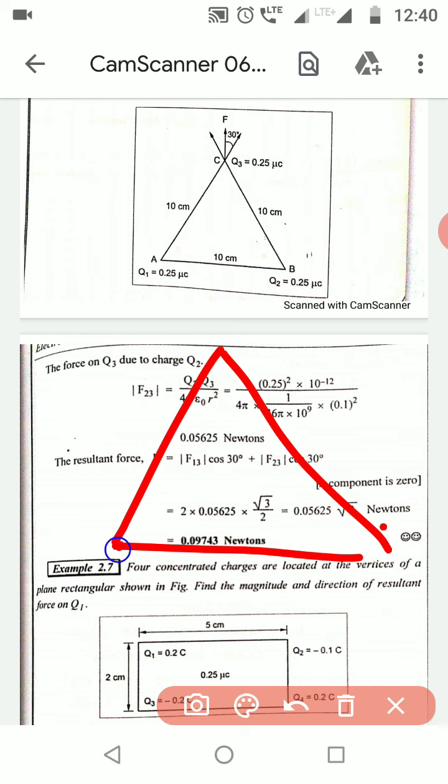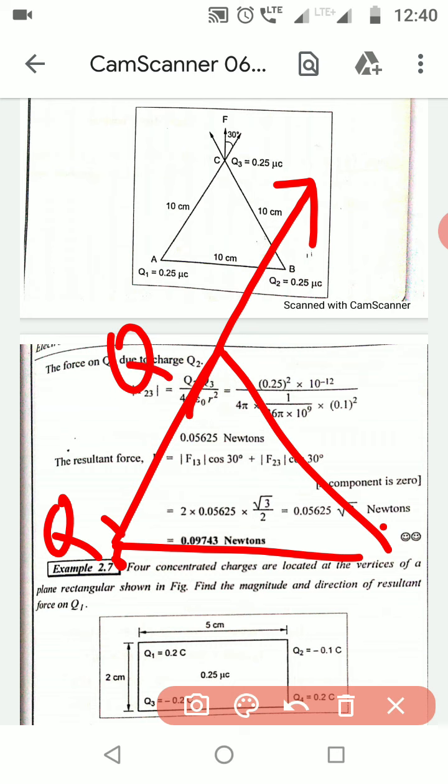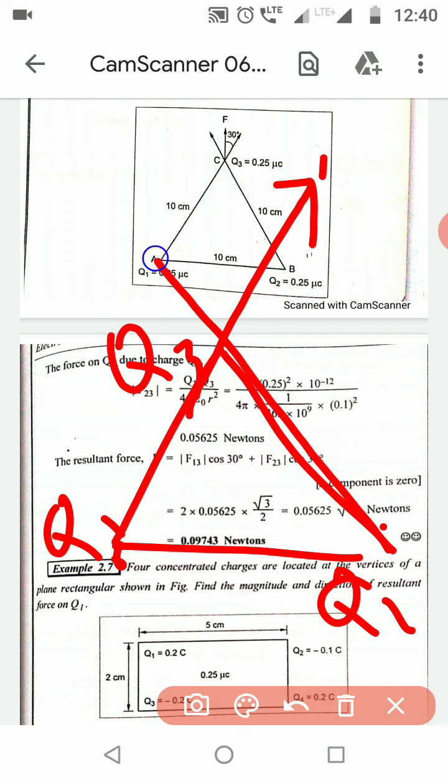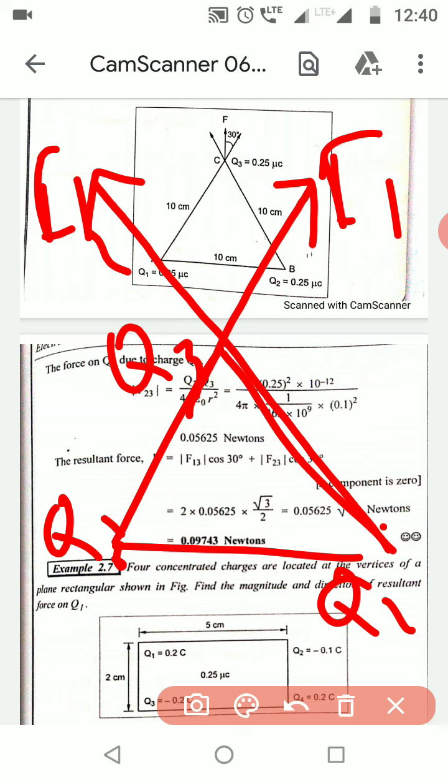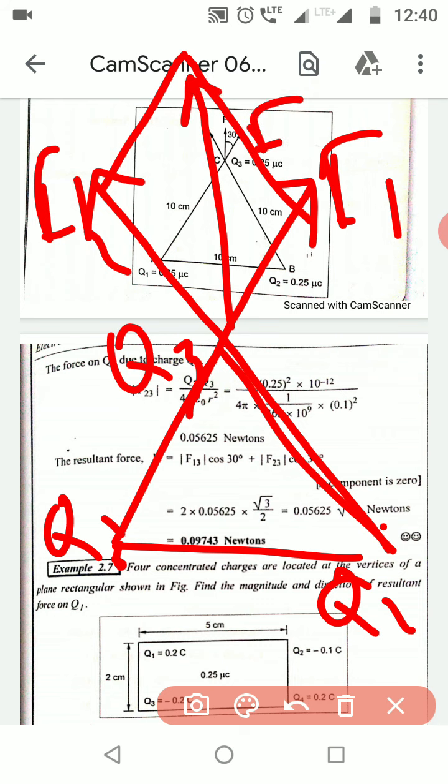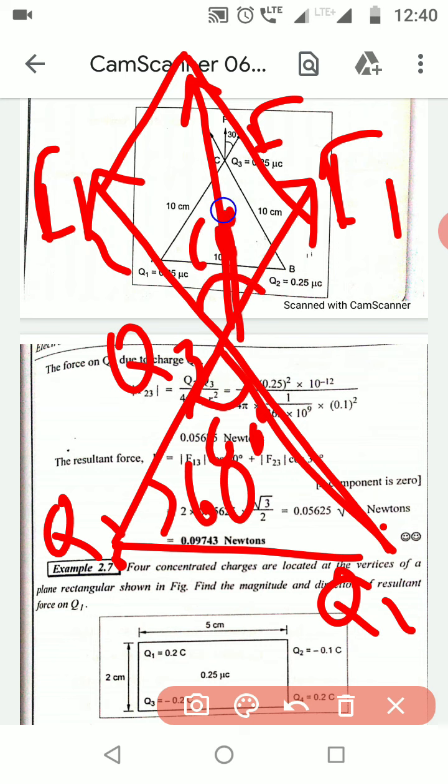Once again, here is a charge q1. The force experienced due to the charge q3 is in this direction, and the force experienced due to q2 is in this direction. This is F1, this is F2, that is F13 and F23. The resultant force is here, F. Since it is an equilateral triangle, this angle is 60 degrees, also this angle is 60 degrees. That's why the opposite angle, this is also 60 degrees. Since it is a resultant, this is 30 degrees and this is 30 degrees.